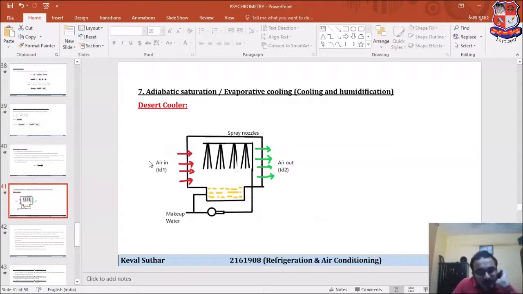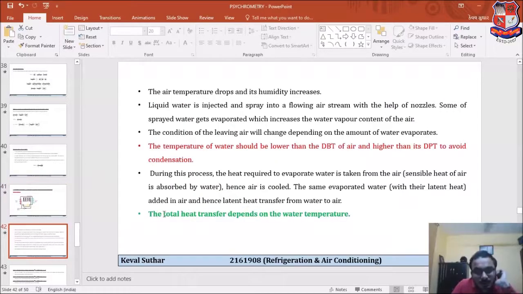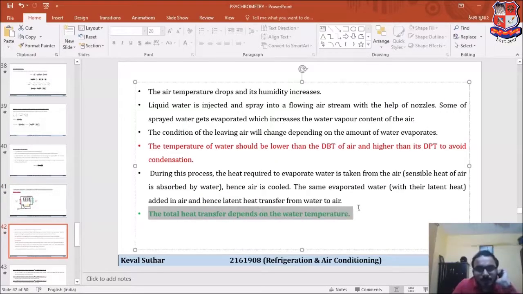That first, the air is losing its sensible heat and it is giving it to the water to get converted into vapor, and the same latent heat is being added into this air, because this water vapor is obviously ultimately going to be part of this air. So the latent heat is again added into this air to be a mixture of air and water vapor. So the total heat depends on the water temperature. So we will see this.